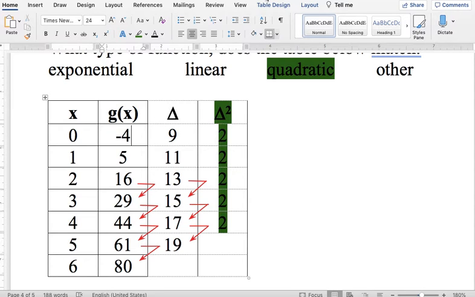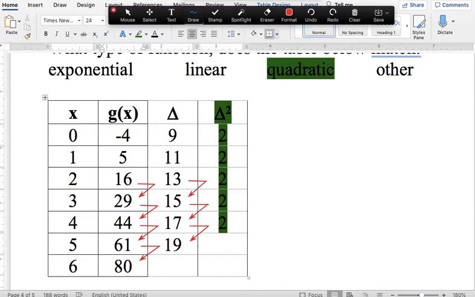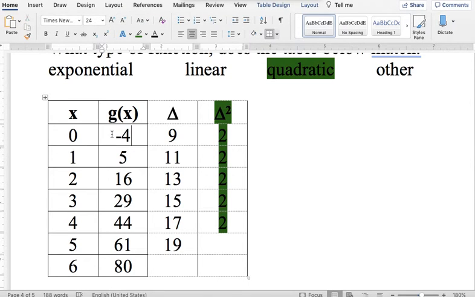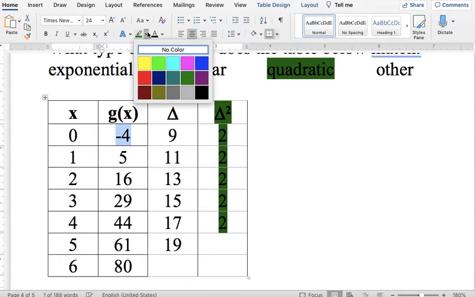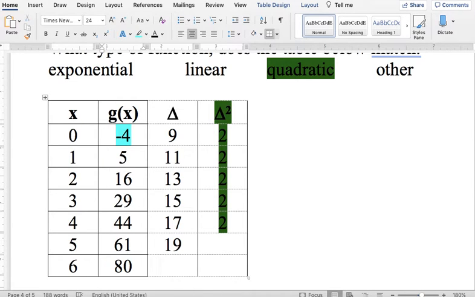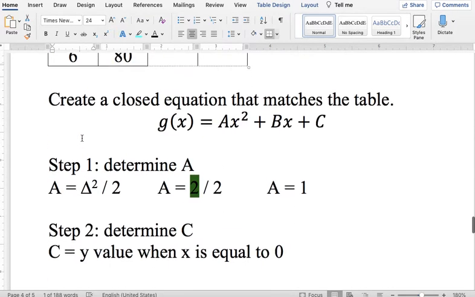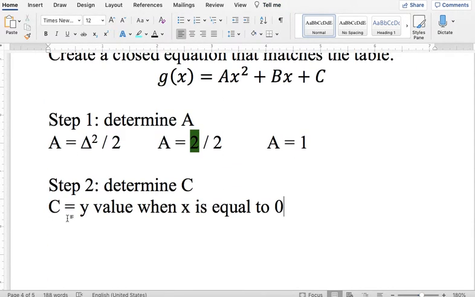All right, now that I've done all that, I now have my y value when x is equal to 0. So, therefore, my c is equal to negative 4.